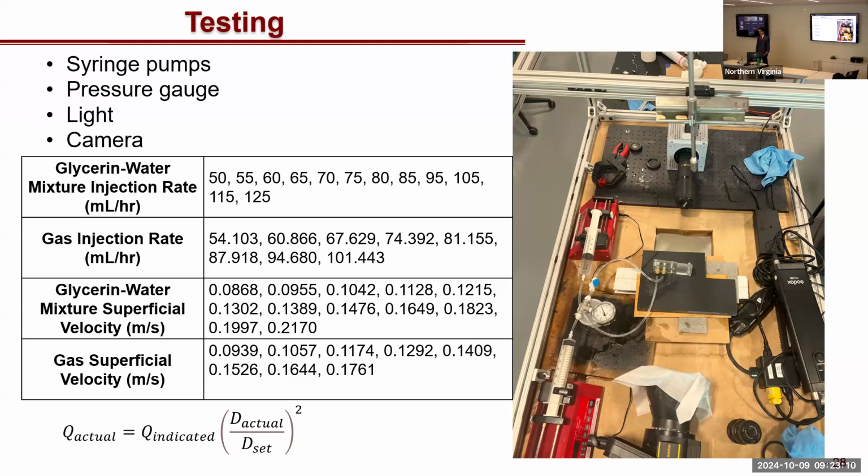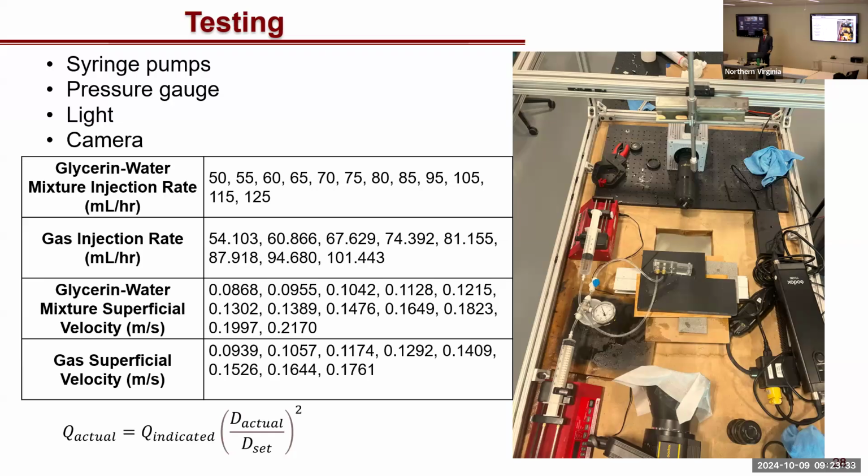So in order to correct this, we looked at what the actual interior diameter of the air injection syringe was, and we looked at what it was actually set at during our tests. And then using this equation at the bottom, we're actually able to correct that flow rate.